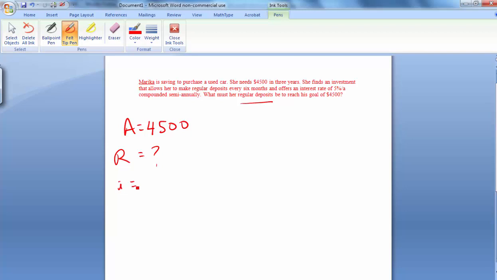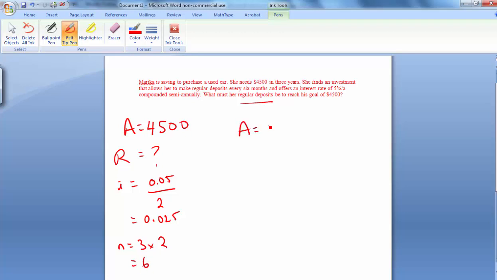I is the interest rate as a decimal. So 5% as a decimal is 0.05, divided by the number of compounding periods per year. So semi-annually means divide by 2. So 0.025. And N is the number of years. So we're at 3 years times the number of compounding periods per year, which is 2. So N equals 6. So we'll write the same formula.